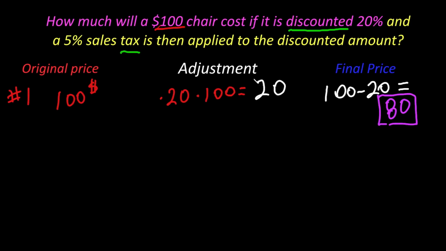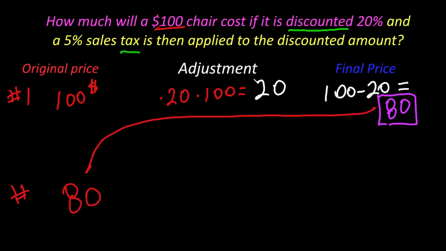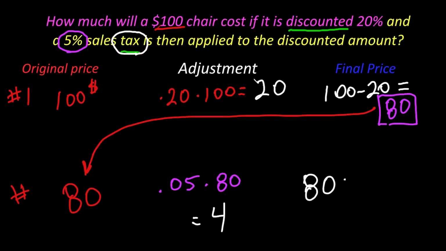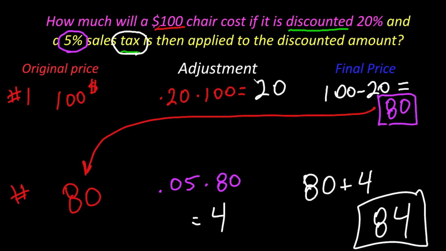Now, when we move to step two, interestingly, the final price of step one becomes the original price of step two. We go through the same process. We deal with a 5% sales tax, so we multiply 80 by the decimal version of 5%. That gives us an adjustment amount of $4. In part two, we're dealing with a tax. Therefore, we take that $4 and add it to $80, and we get a final price of $84 after both steps of the problem are completed.